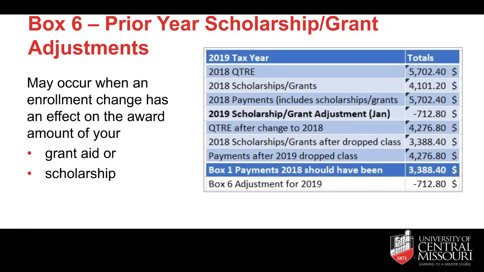Prior year scholarship/grant adjustments occur when there is a change in scholarship or grants in the prior tax year after the amounts were reported to the IRS. This most commonly occurs when a change in your enrollment occurs across tax years and impacts the amount of grant or scholarship aid you can receive.